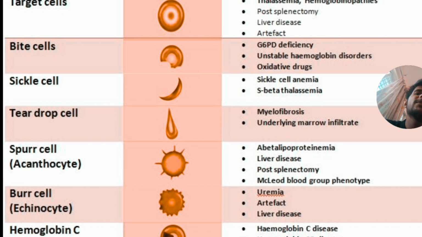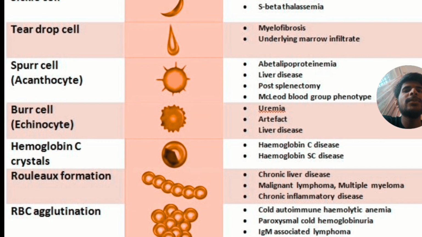Teardrop cell. The RBC will be structured like a teardrop. It is seen in myelofibrosis and underlying marrow infiltrate. Next, coming to the spur cell. Spur cell is also known as acanthocyte. Whenever you hear the word acanth, you also heard it in Acanthamoeba. It is seen in microbiology like free living amoeba. Acanth means spiky projection, like horn spike types. It is seen in abetalipoproteinemia, liver diseases, post splenectomy, and McLeod phenotype.